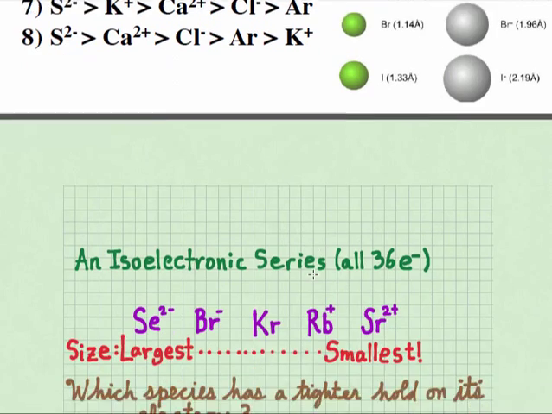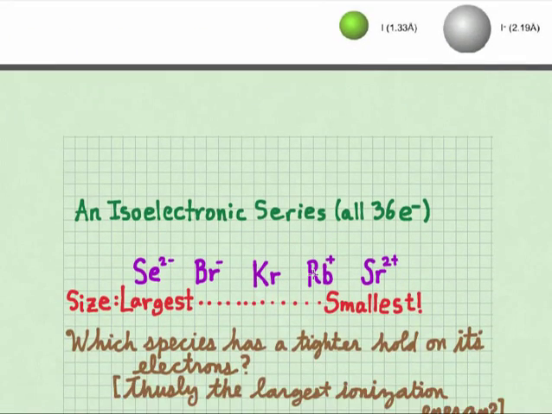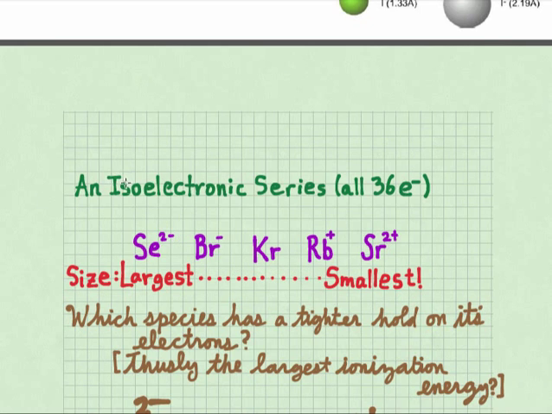Interesting. Oh, here's another one. If you want another one, oh, argon, chlorine, yeah, another isoelectronic series. Iso means the same, electronic, electrons, same number of electrons. We could rank these from the smallest to the largest as well.